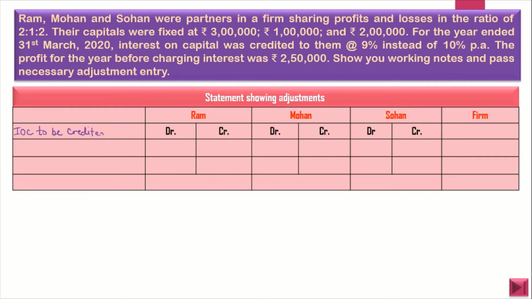Why? And remember, again I'm repeating, if excess is given, then I would have debited this. I have written here, I'll be writing again in this column, to be credited. So this goes as 10 minus 9. How much am I going to credit? Only 1%. So 1% of 3 lakh comes to 3,000, and 1% of 1 lakh and 1% of 2 lakh. Here I have credited the amount, and this total is 6,000.